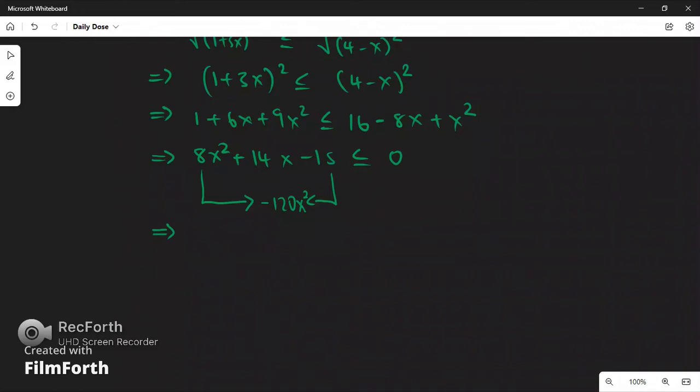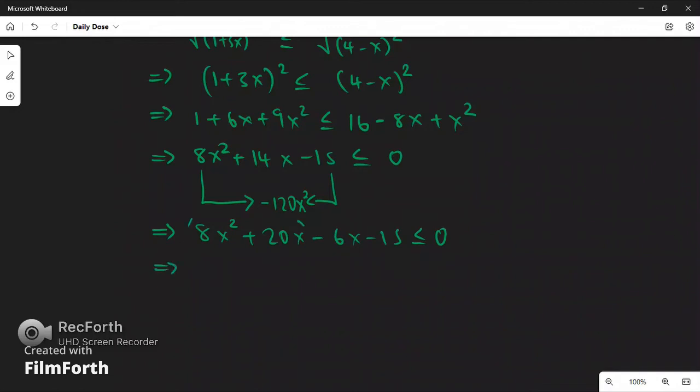And then if you take them in the order that 20 is positive and 6 is negative, we'll get at this 14. So it follows from here that we have 8x squared plus 20x minus 6x minus 15 is less than or equal to 0. So now we can factorize using grouping.